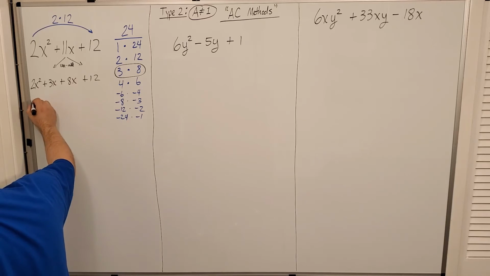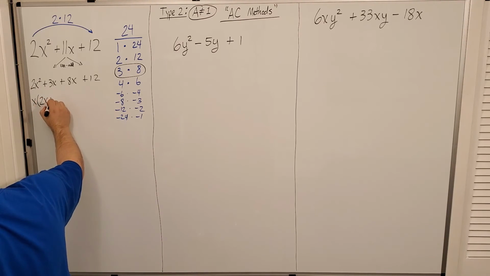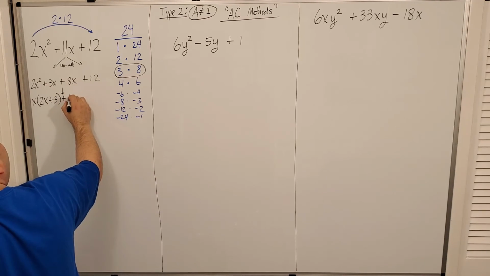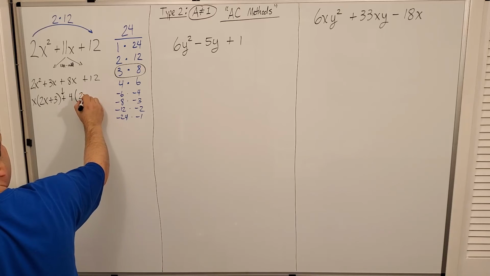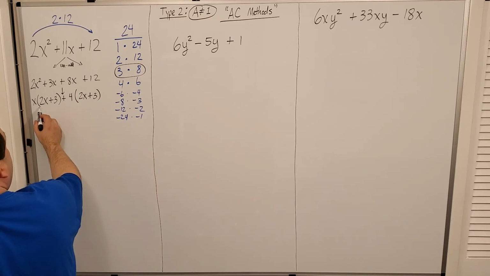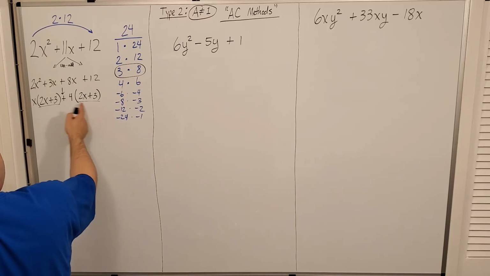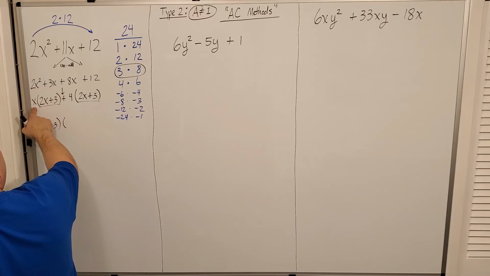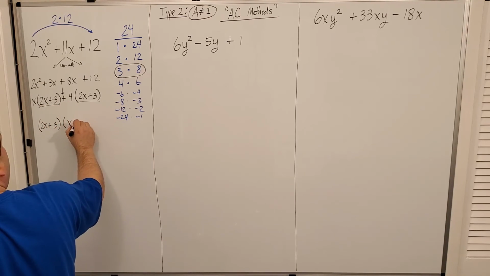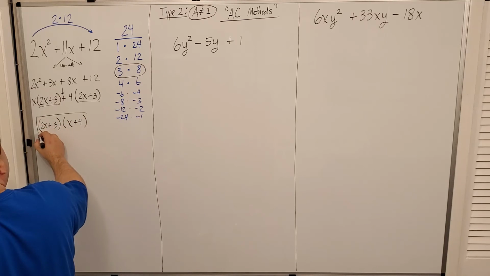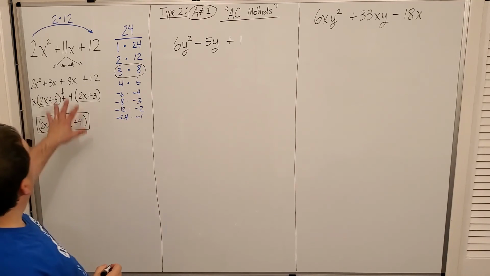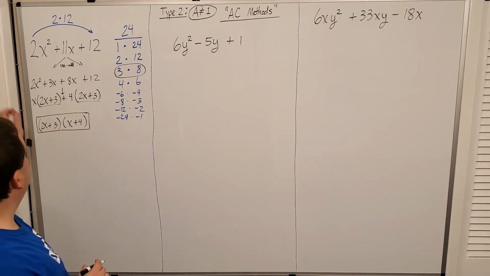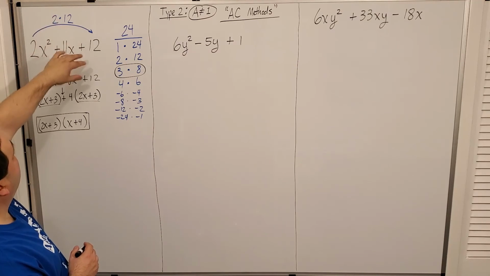The front two here have an x in common, leaving me 2x plus 3. Match the middle sign. 8 and 12 have a 4 in common, leaving me 2x plus 3. I notice that they both have the 2x plus 3, so I factor that out, and it leaves me with x plus 4. And so this is the factorization of that polynomial. 2x plus 3 times x plus 4 is the factorization of 2x squared plus 11x plus 12.